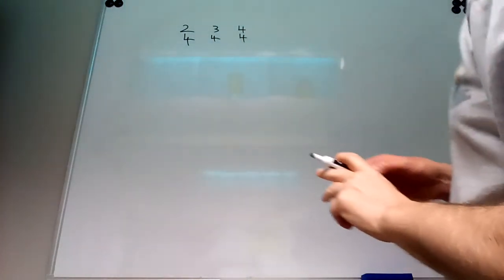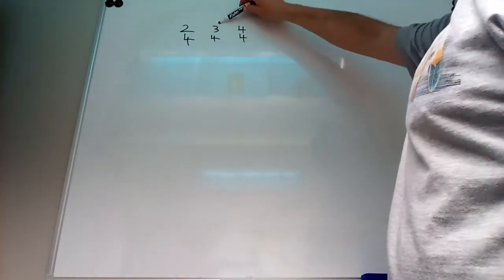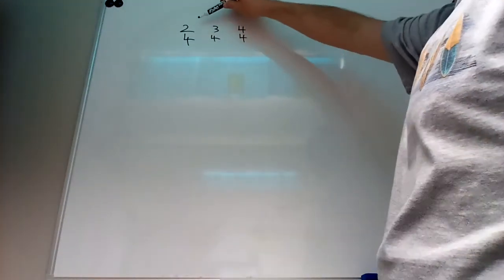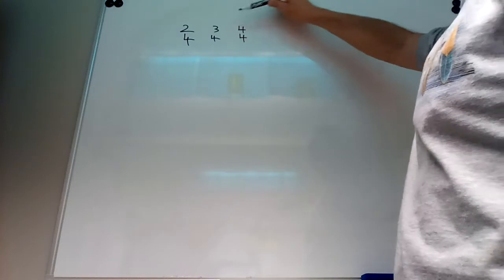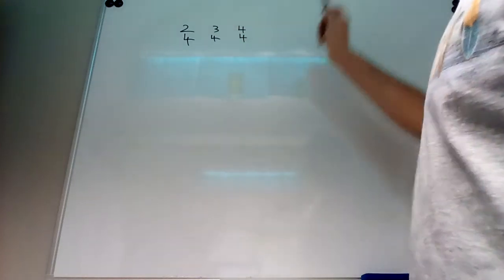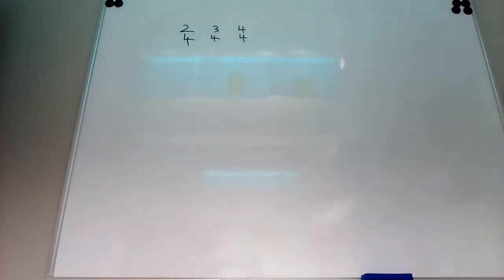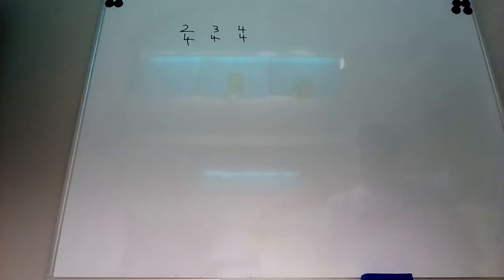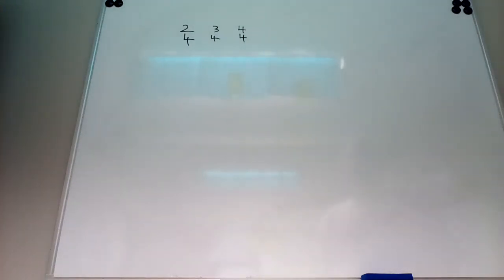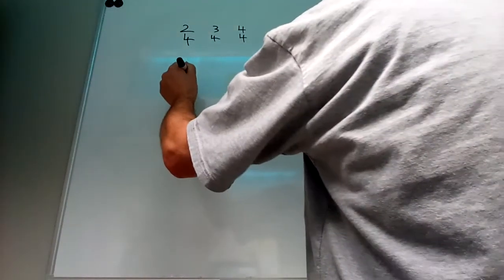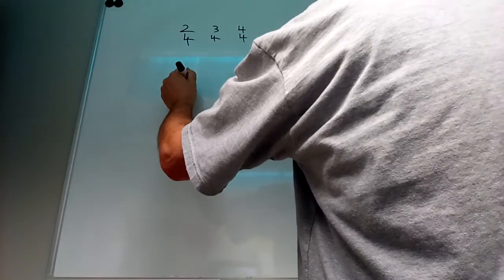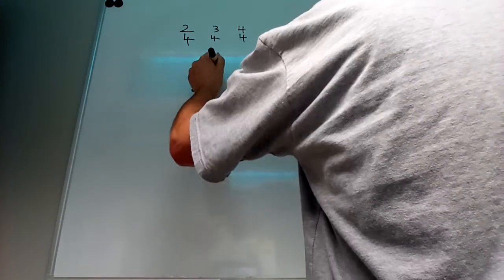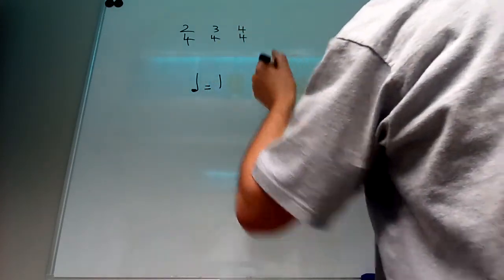And the top number of the time signature tells you how many beats are in each measure. So in 2/4 time, there's 2 beats in a measure. 3/4 time, 3 beats in a measure. 4/4 time, there's 4 beats in a measure. Most people can't tell you what the bottom number means. But the bottom number basically tells you which note gets the beat. And if a 4 is on the bottom, that means a quarter note equals 1 beat. Okay?